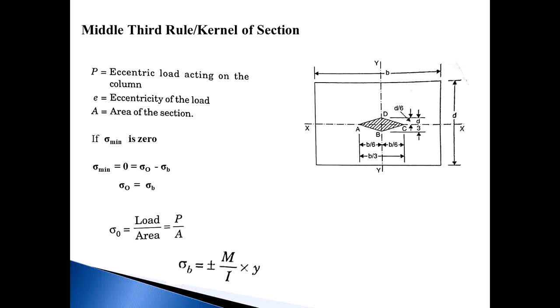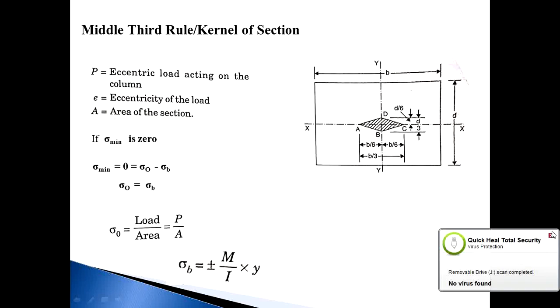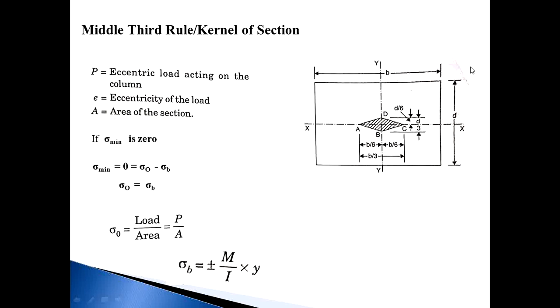So in the last lecture, we discussed direct and bending stresses, meaning a load acting on a section on the x-axis or on the y-axis. At that time we calculated the direct stress and bending stress. By using these, we can calculate maximum stress and minimum stress, that is sigma max and sigma minimum. Now in this lecture we discuss the middle third rule or kernel of the section.